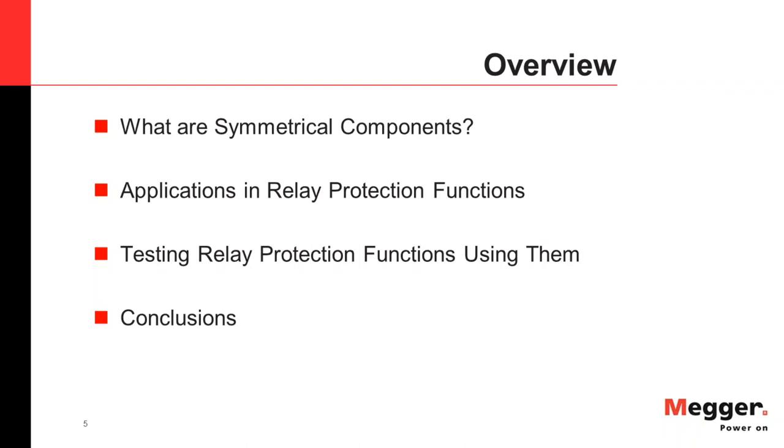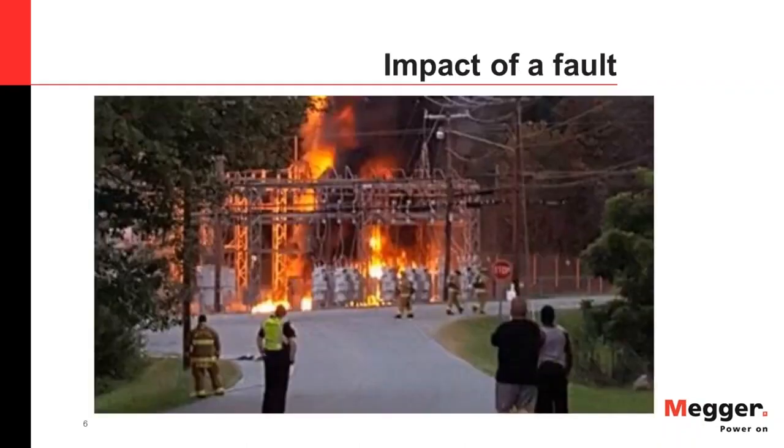So before going on to the presentation, let me show you a picture. In this picture, you can see a substation fire caused probably by a relay settings fault, improper relay settings. You can see how much damage this is causing to the substation.